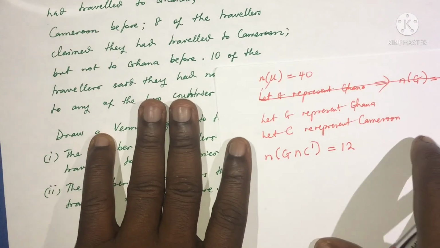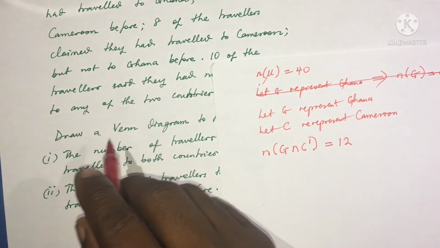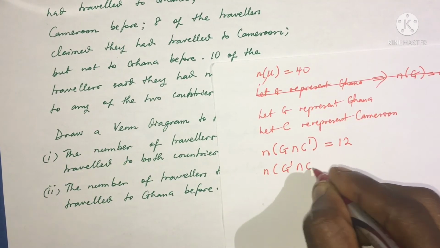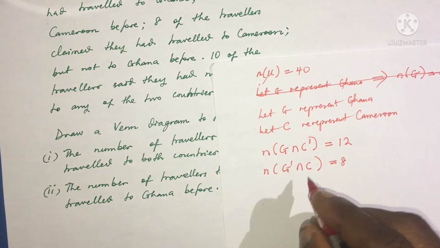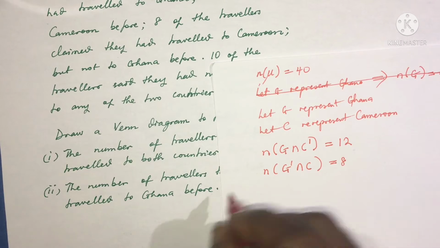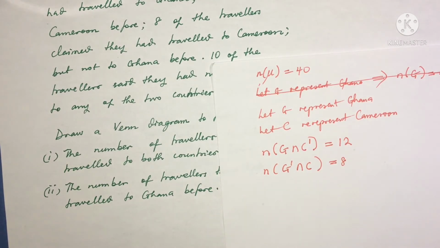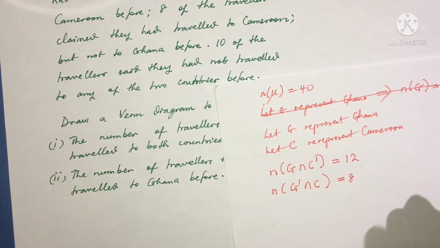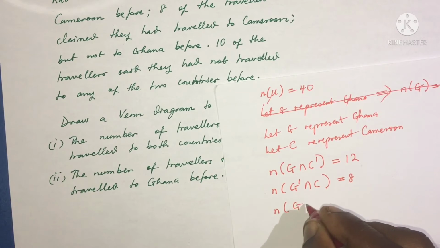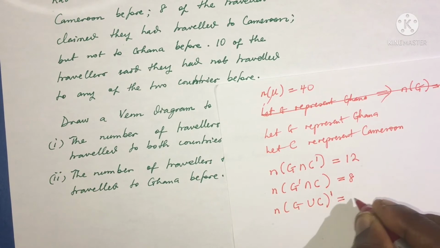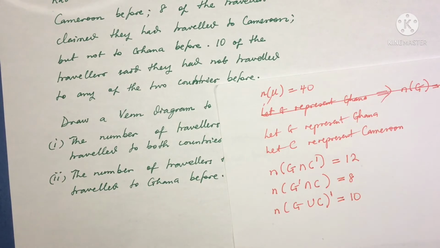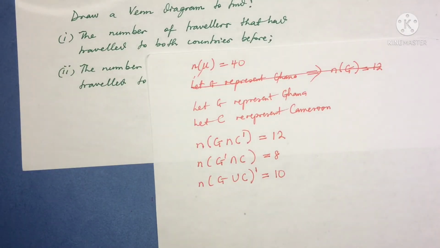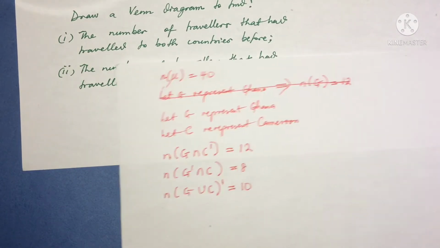Now, 8 of the travelers claimed they had traveled to Cameroon but not to Ghana before. So it means n(G' intersection C) will be equal to 8. They had traveled to Cameroon but not to Ghana. That's why Ghana is carrying the prime. Now, 10 of the travelers said they had not traveled to any of the two countries before. So n(G union C) all complement, said they've not traveled to any of the countries before. That's 10.